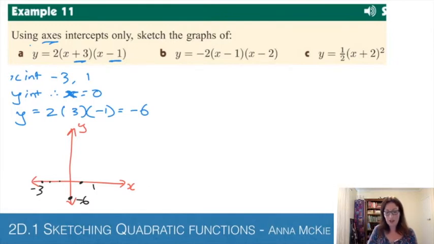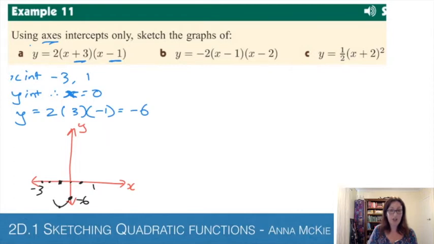Now don't be tempted to turn at -6 just because that's a point. Have a think. What's the distance between -3 and 1? 1, 2, 3, 4. So the turning point is halfway between those, which would be at -1. So you just have to roughly sketch. I'm going to put a dot there where I'm going to turn.